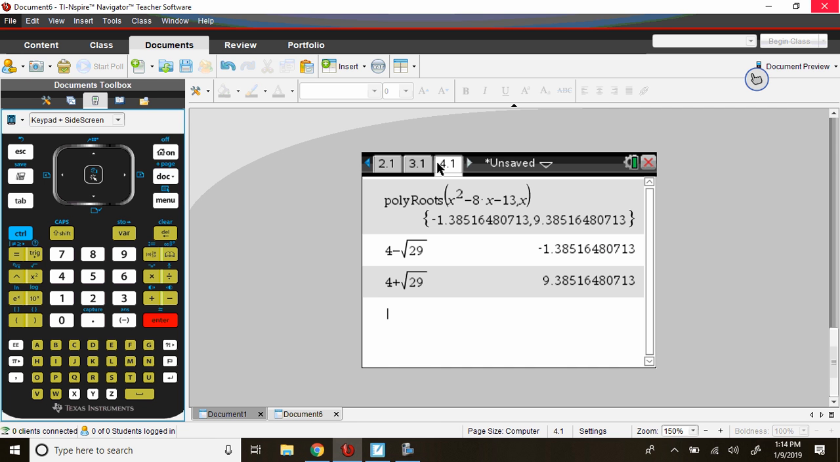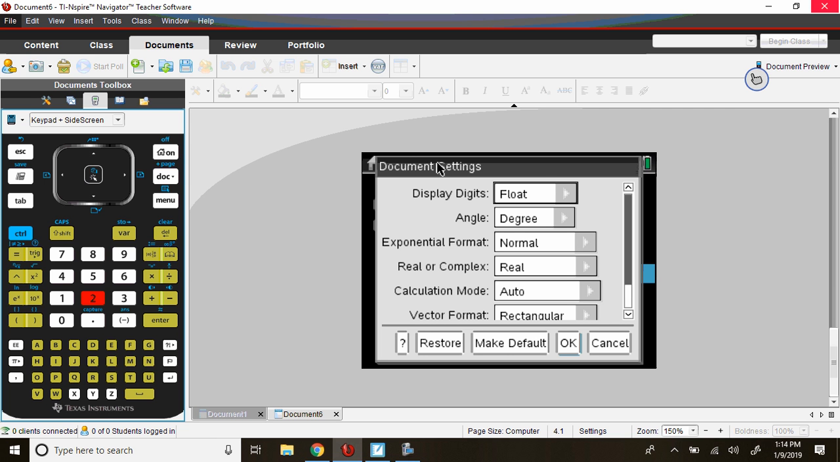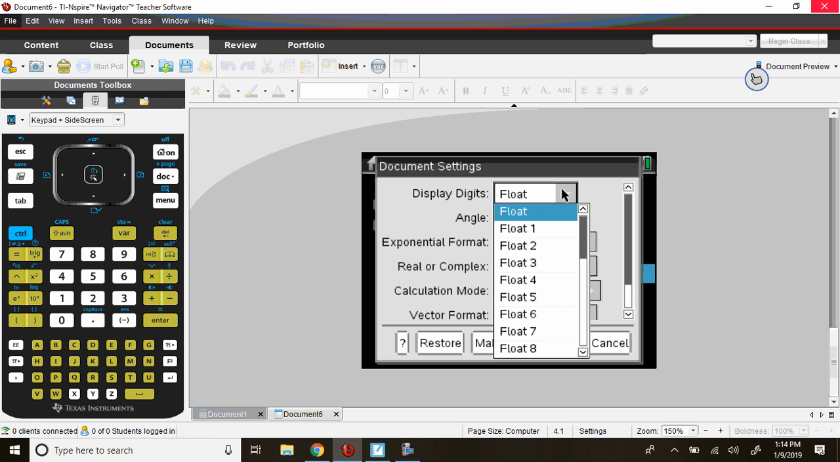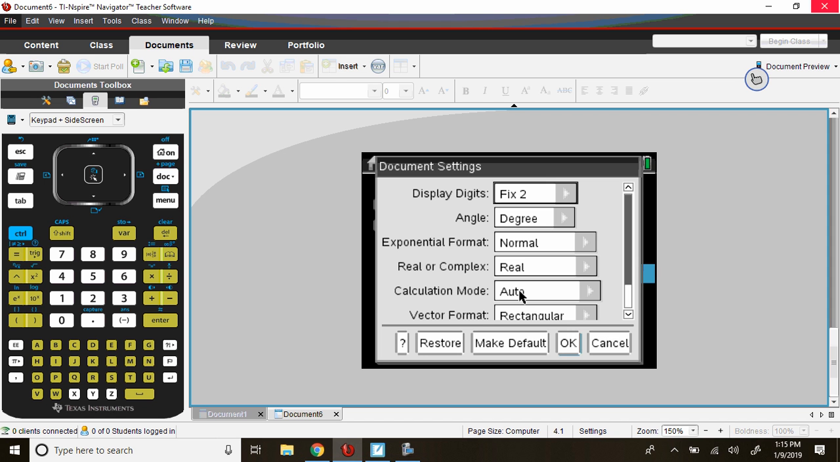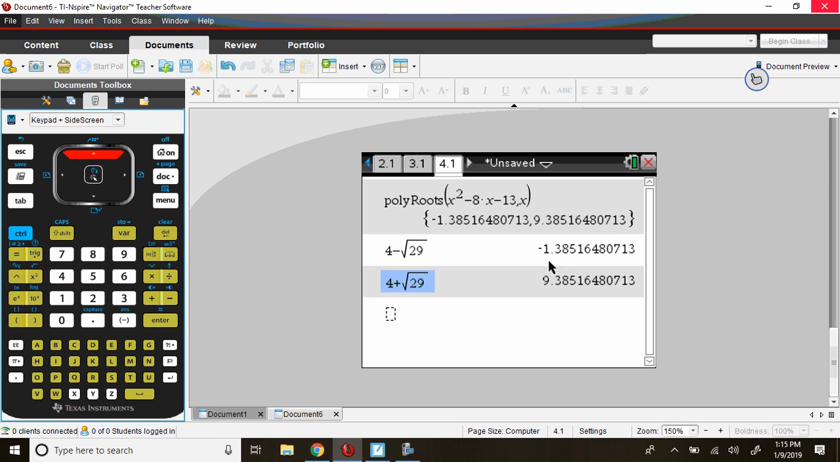Here's the last thing, and this is something you probably didn't know. If you go home 5-2, the calculator can round to as many decimal places as you want. Where it says display digits, float has to do with sig figs. I know some of you in chem are doing that right now. Fix will round to that many decimal places. So if I ask you to round to the nearest hundredth, if you fix that, it'll round this for you, because some people don't know how to round very well, and it'll give you the answers to however many decimal places you want. Got it?